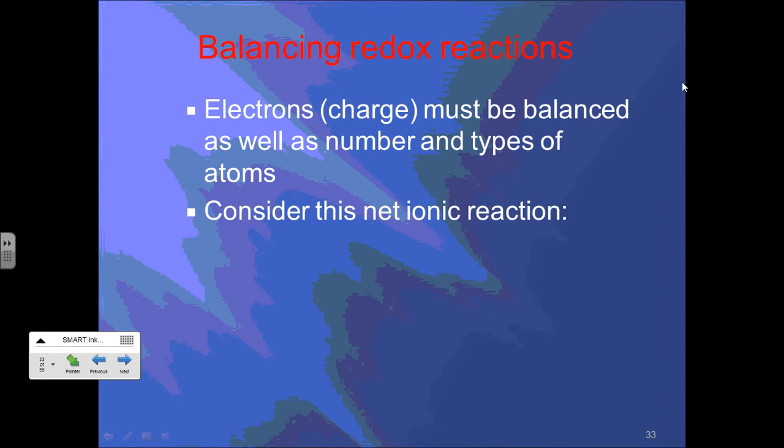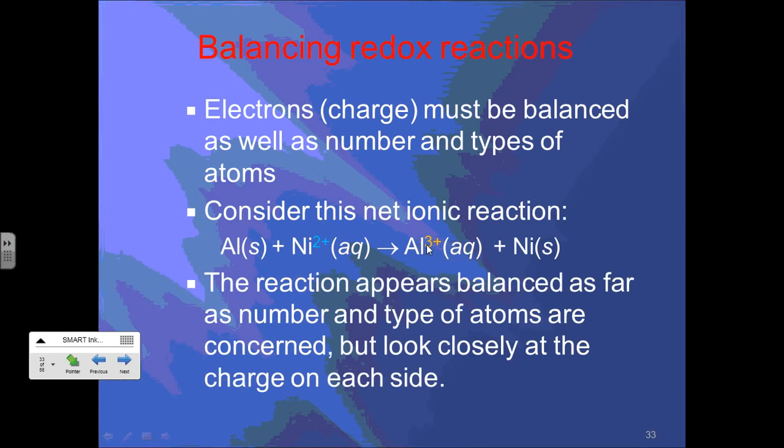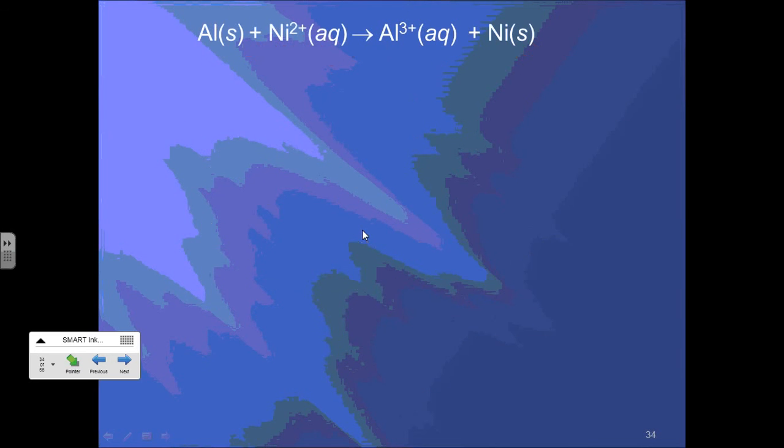So let's consider this net ionic reaction. In the following, we have a reaction between aluminum and nickel to yield aluminum and nickel ions. Now, in this net ionic reaction, it's important to note that there is a characteristic charge of nickel and a characteristic charge of aluminum. These charges do not line up. It appears to be balanced as far as the number and type of atoms, but if you look closely, these charges are not the same, and so consequently must be balanced accordingly.